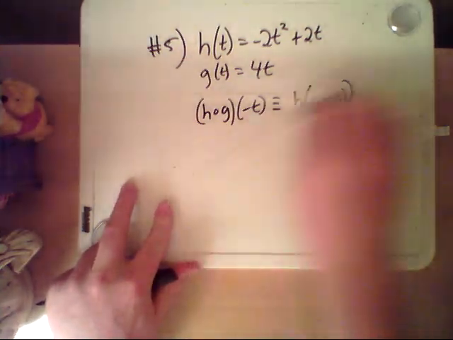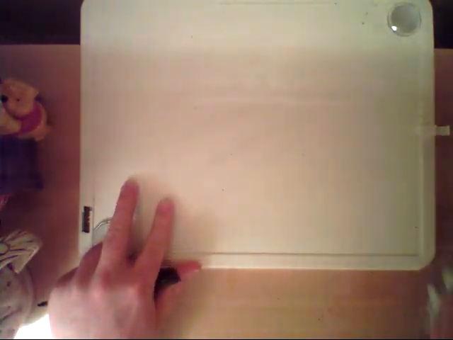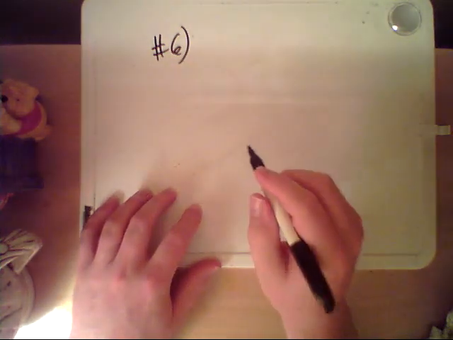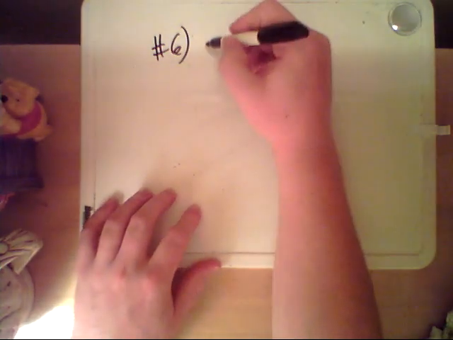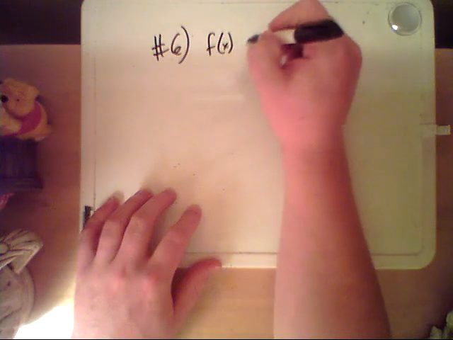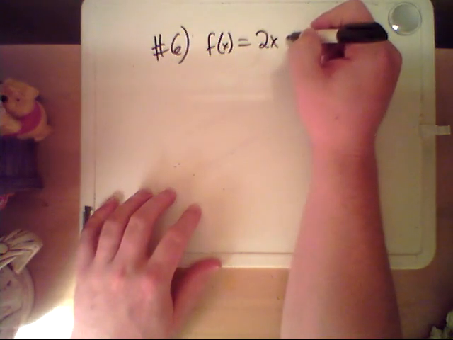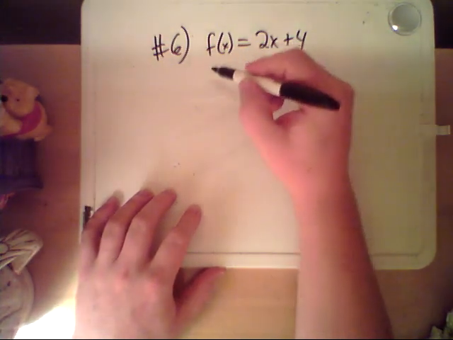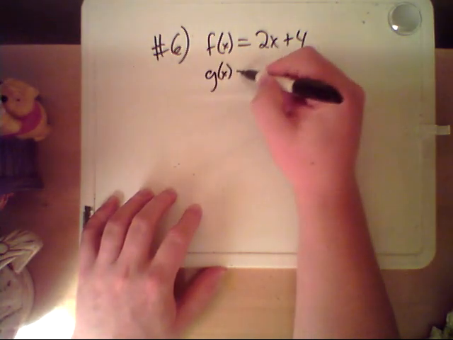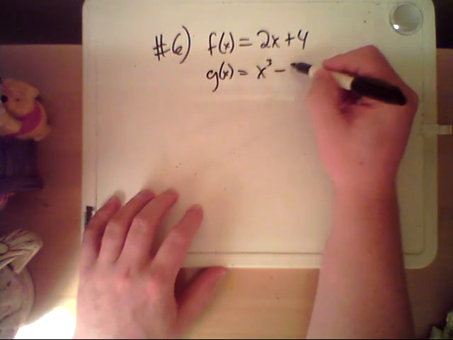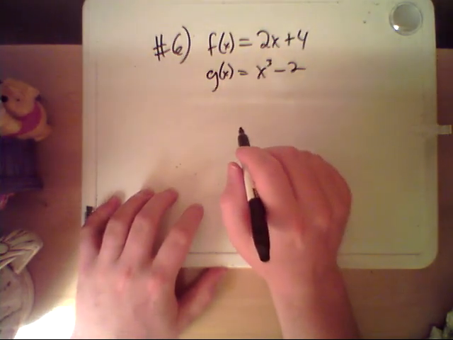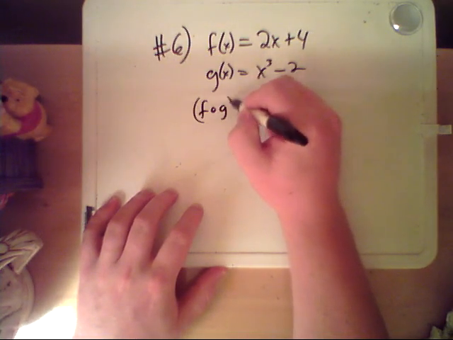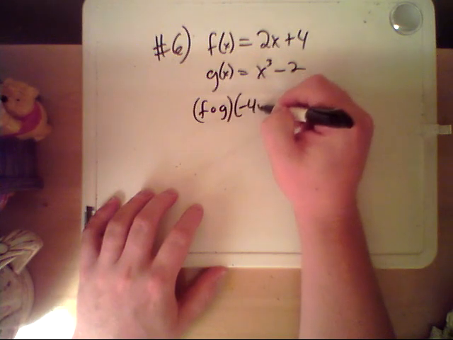Number 6. We have f of x equals 2x plus 4. And we have g of x equals x to the third minus 2. We're asked to find f of g of negative 4x.